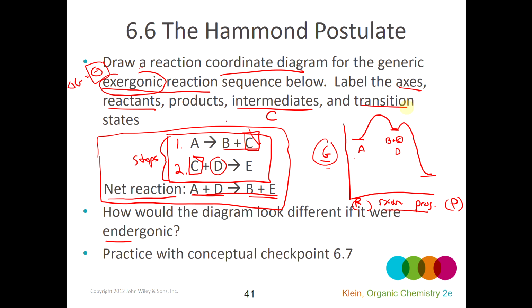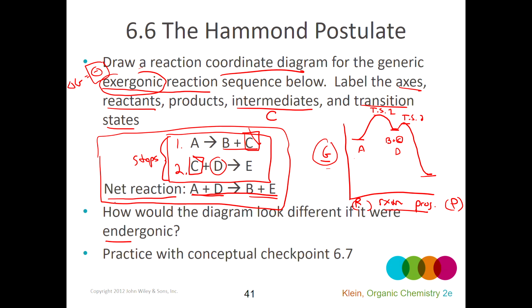The transition states are at the tops of the peaks. So this would be transition state 1 and this would be transition state 2. That's the moment where the electrons are in the process of breaking and forming their bonds, where it's most unstable or highest in free energy.